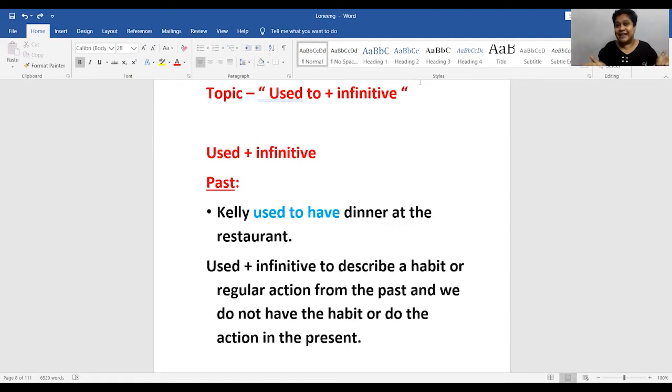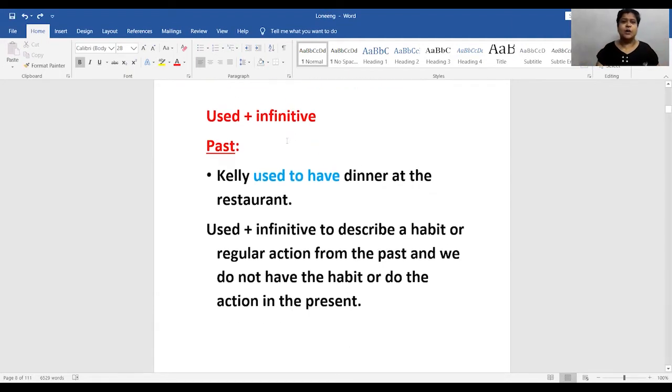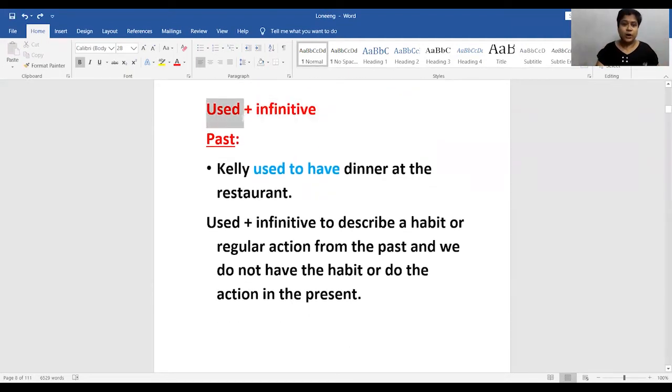Okay, so let's take a look at the lesson today. As I told you earlier, literally the word "used" plus the verb in the infinitive form. For example, let's talk about the past tense. The past tense is used to describe an action that has happened in the past, right? So, Kelly is the name of a lady or a girl. Kelly used to have dinner at the restaurant, which means right now she's not having dinner at the restaurant. She used to do this.